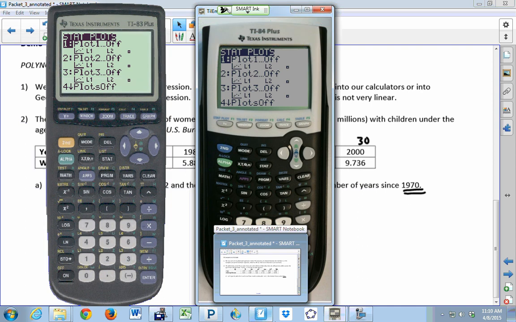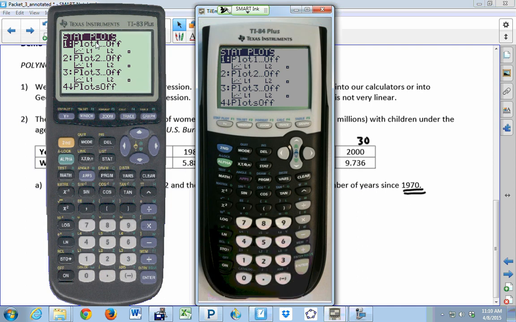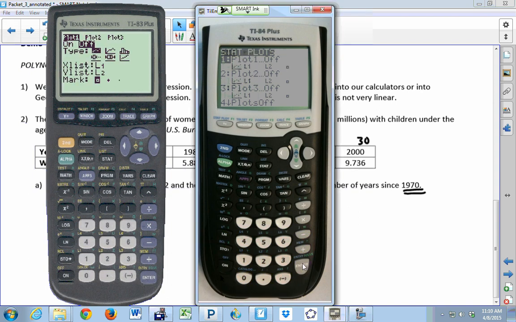All right. Now, I want to look at my stat plot. Number one is off right now. So I hit my enter button on both of these, and I just want to turn it on. So I toggle over to on and I hit enter.